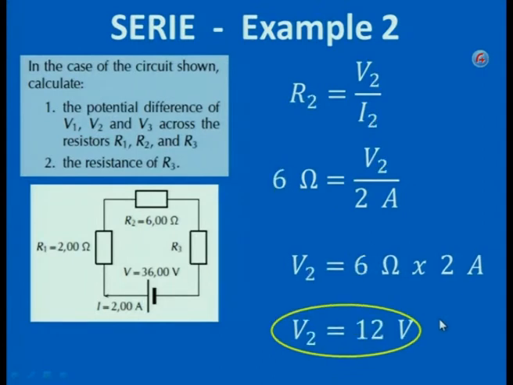Then you do exactly the same for R2. R2 is V2 divided by I2. R2 is 6 ohms. You get that from the question. I2 is 2 amperes, which you get from the question. V2 is then 6 ohms multiplied by 2 amperes, which gives you 12 volts.